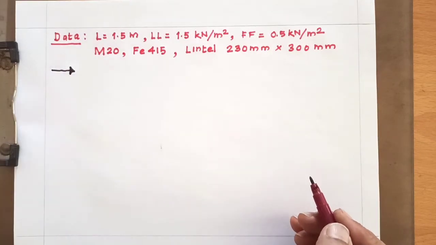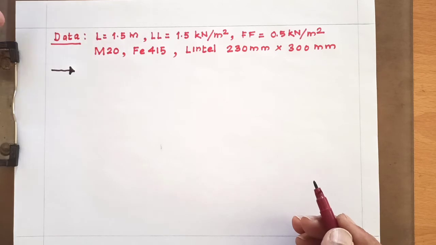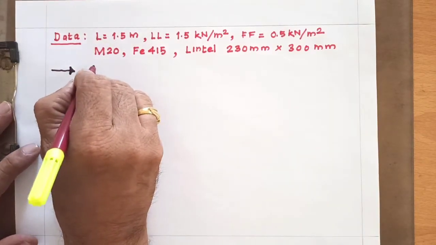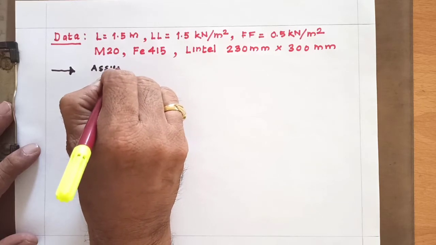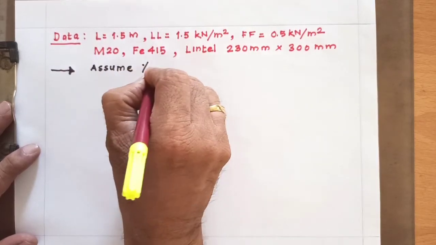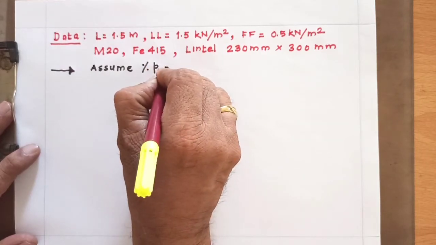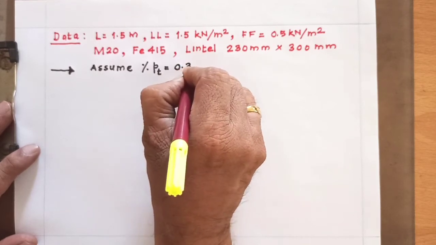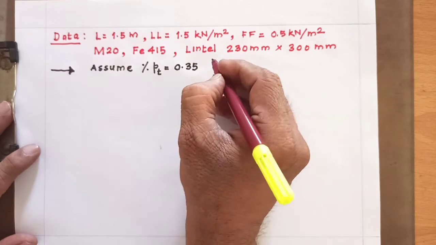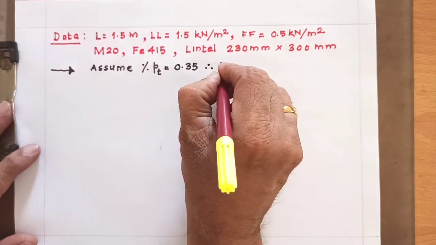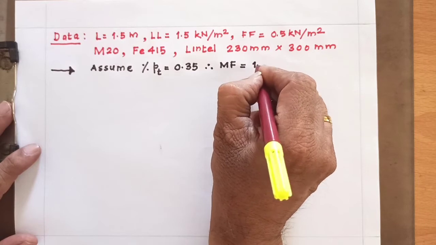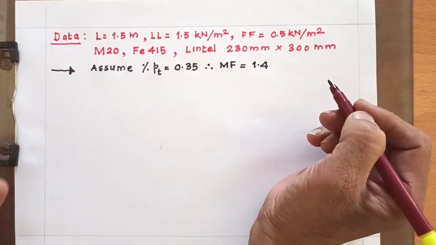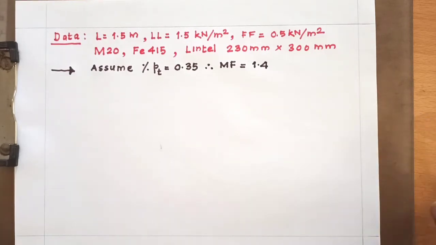Okay, so let us start for the solution. Before we start for the first step, let us first assume the percentage reinforcement from which we can assume modification factor. So assume percentage pt is equal to 0.35, and as the grade of steel is Fe415, definitely value of MF for the assumed percentage of steel will be 1.4. Okay. Now let us start with step number 1.